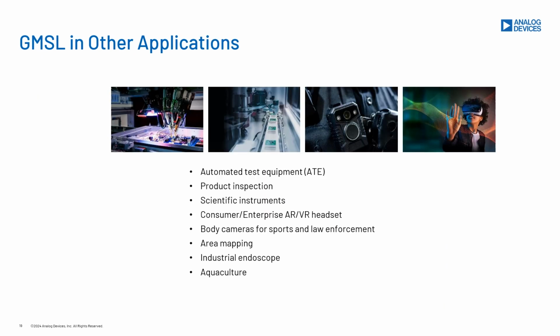Here are some other applications that we see adoption or see some potential for GMSL technology to be adopted. This includes automated test equipment or ATEs for ICs, automotive cameras, and automotive displays. Product inspection equipment, like the second picture here, showing a conveyor belt type of application. Scientific instruments, for example, for digital microscopes, there are many GMSL-enabled microscopes. Tethered AR and VR headsets. This is for both consumer or enterprise use.